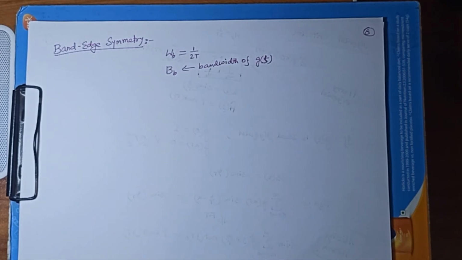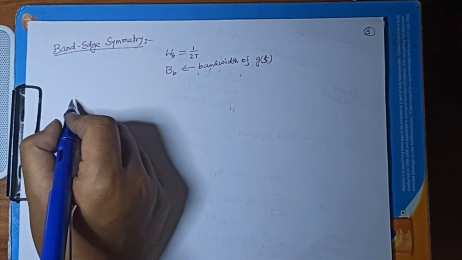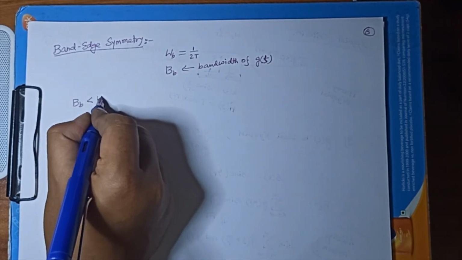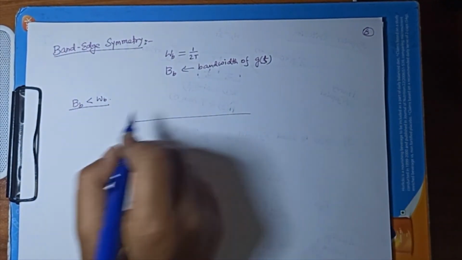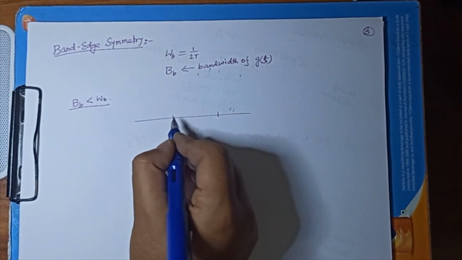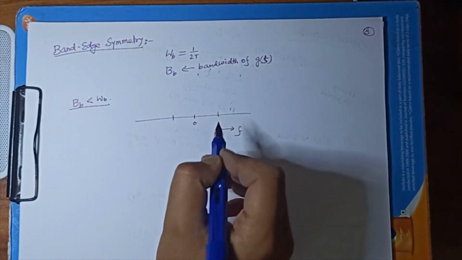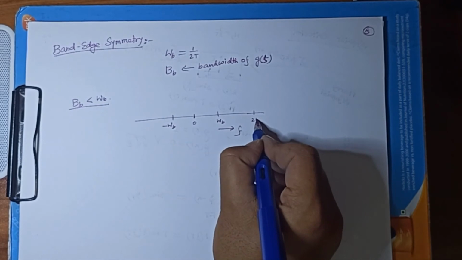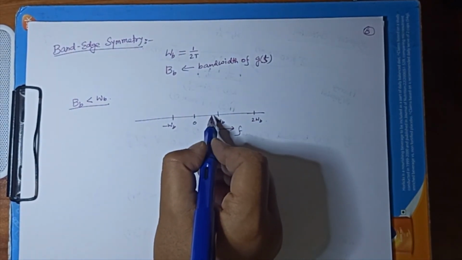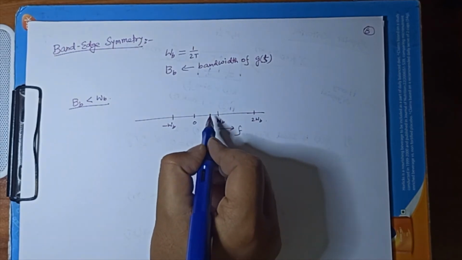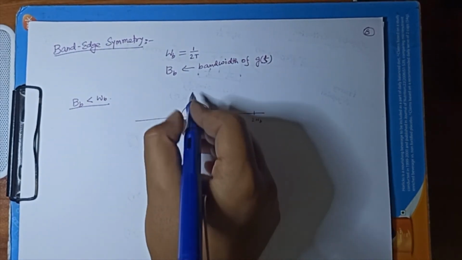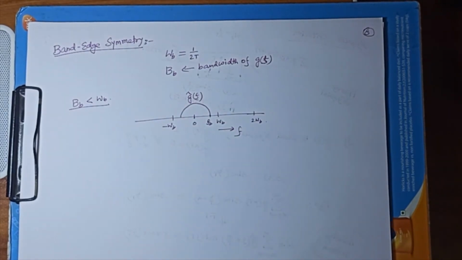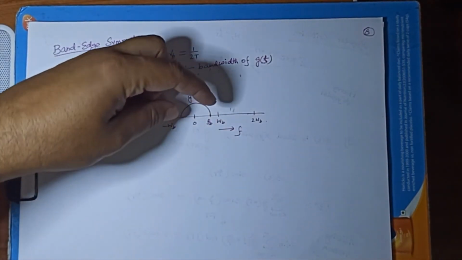So what we are choosing now, why I am saying that BB has to be greater than WB. Suppose you choose BB to be less than WB, then what will happen? Then this is a trivial scenario. This is the spectrum I am drawing. This is 0, this is WB, this is minus WB, and this is say 2WB, etc. So suppose BB is less than that. This is your BB. Suppose this is your G spectrum, G hat F. So G hat F is within this.